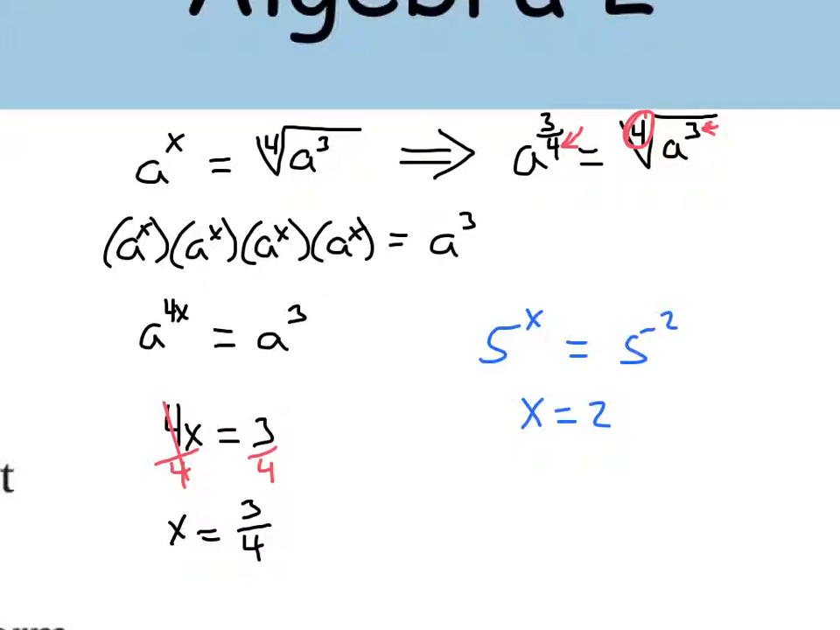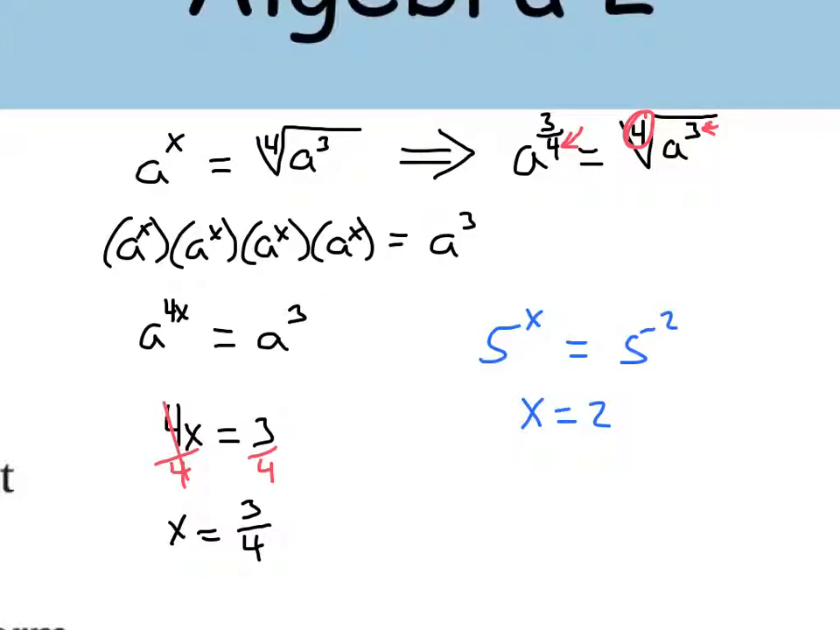The denominator is the index of a root. That means square root, cubic root, fourth root, fifth root, and so on and so forth. So the numerator is still an exponent. The denominator is a root. All right, well, let's then think about this for a second.